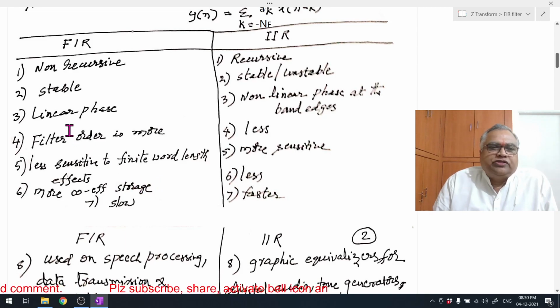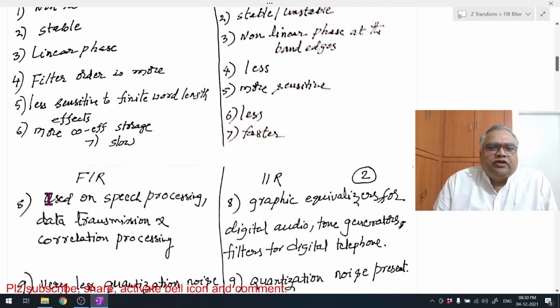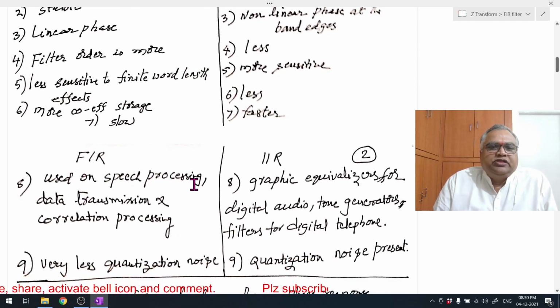More coefficient storage is needed in FIR because the filter order is more, whereas in IIR it is less. And FIR is slow and IIR is faster. Closed loop is always faster because of recursion. FIR, like a combinational circuit, is slower. FIR is used in speech processing, data transmission and correlation processing. IIR is used in graphic equalizers for digital audio. When you are listening to audio, graphic equalizers are there to improve the audio quality. That is implemented using IIR filter.